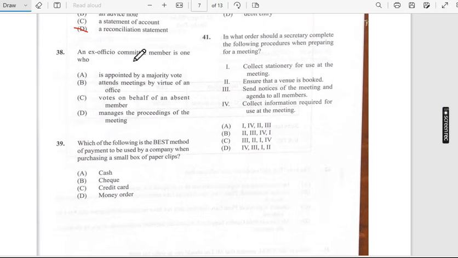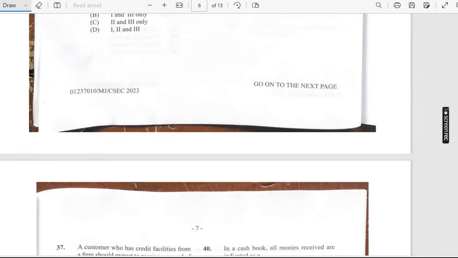It says an ex officio committee member is one who attends meetings by virtue of office. Alright. Number 39. Which of the following is the best method of payment to be made by a company when purchasing a small box of paper clips? This is very easy. You guys just go with cash. Why would you go with check? Alright.